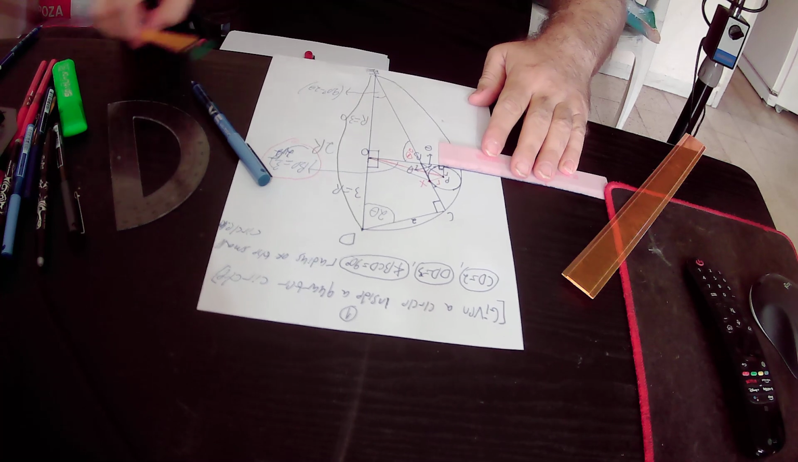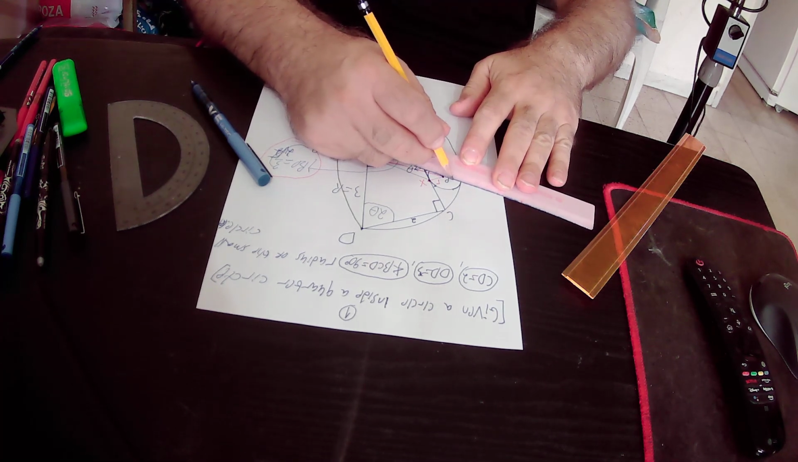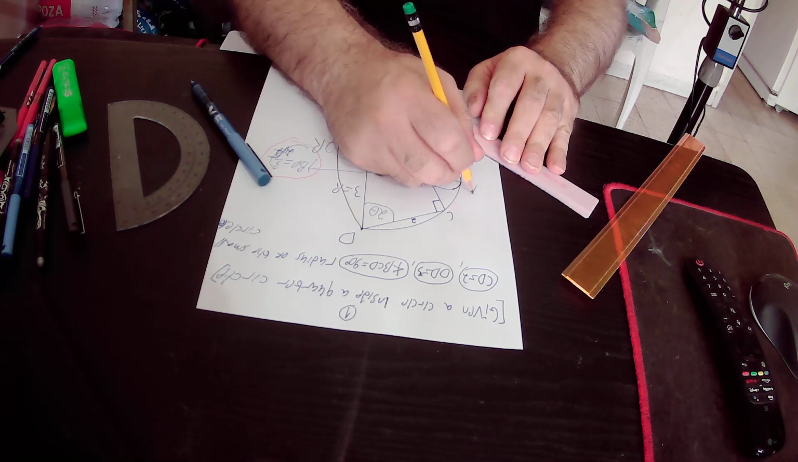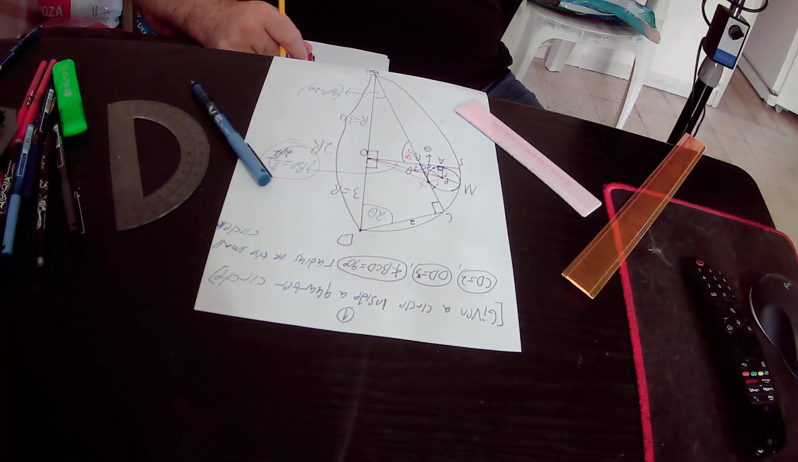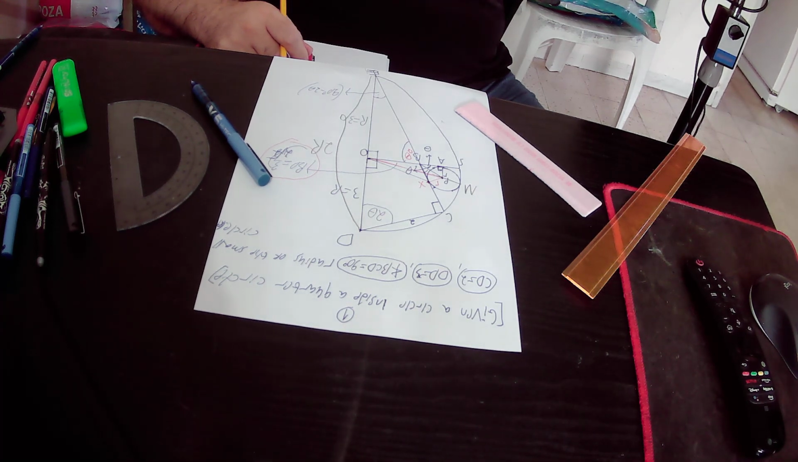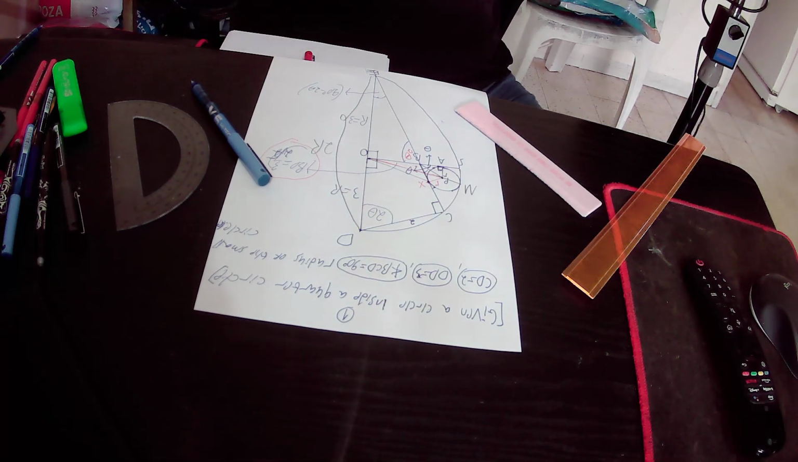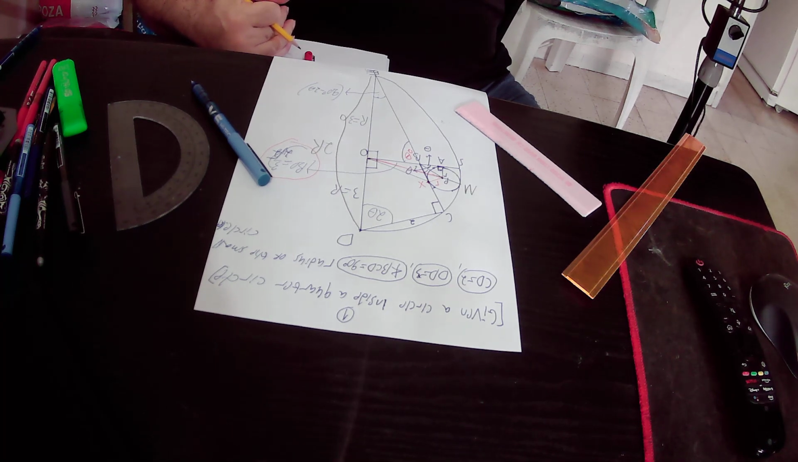Point M is the touching point between the small circle and the semicircle, and point M is also the point that the hypotenuse OP arrives at after we extended it. We extended the hypotenuse OP until it arrives at point M, the touching point between the small circle and the semicircle.